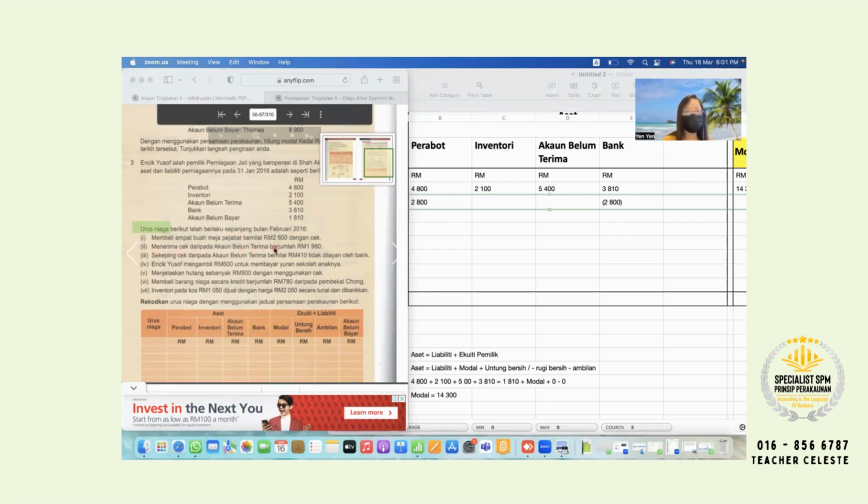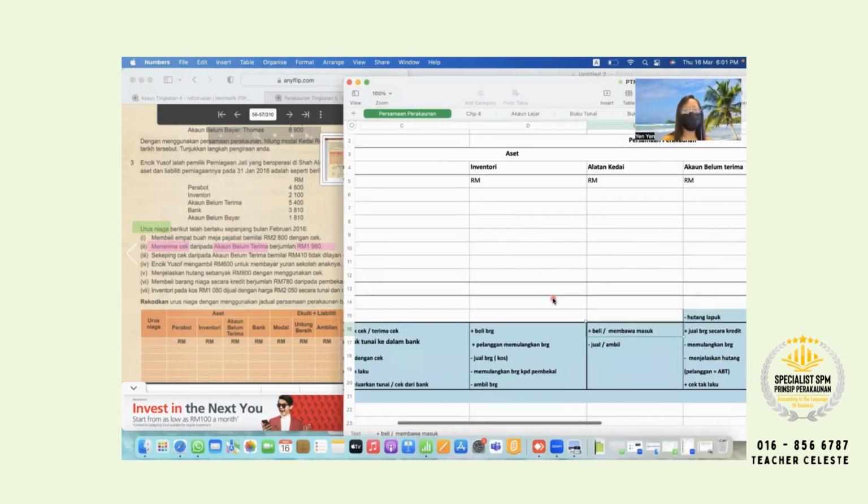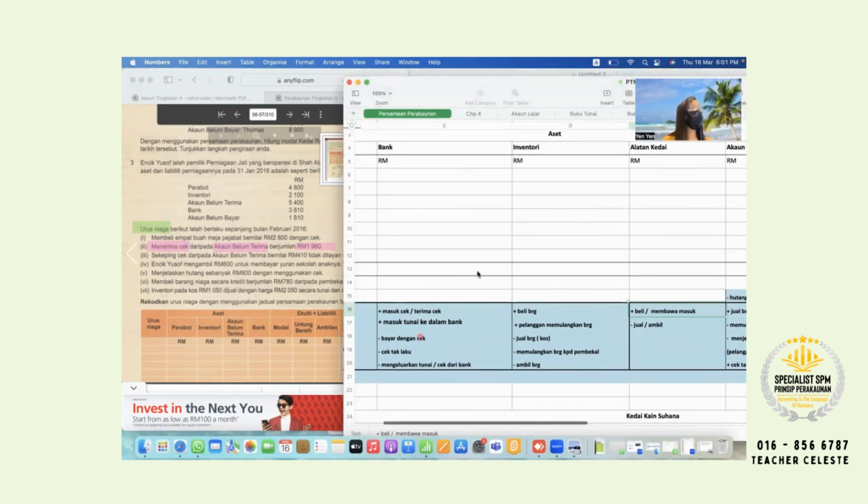Okay, number 2. Menerima cek daripada akaun belum terima berjumlah 1960. Highlight menerima cek. Highlight account belum terima. Highlight 1960. You see, check again. So check is regarding the bank, right? Yes, very good, online student. So check is bank, okay? So you see, this one is menerima check. So can see the keyword terima check, then plus.